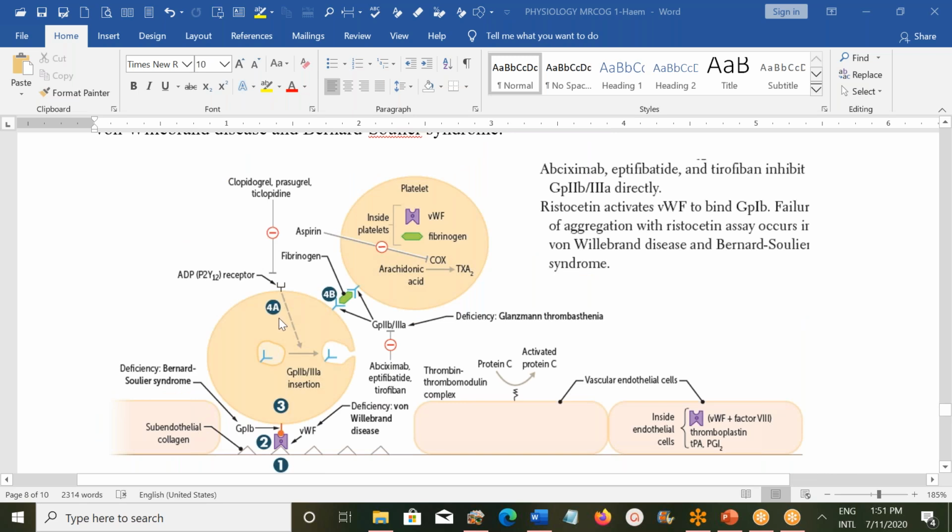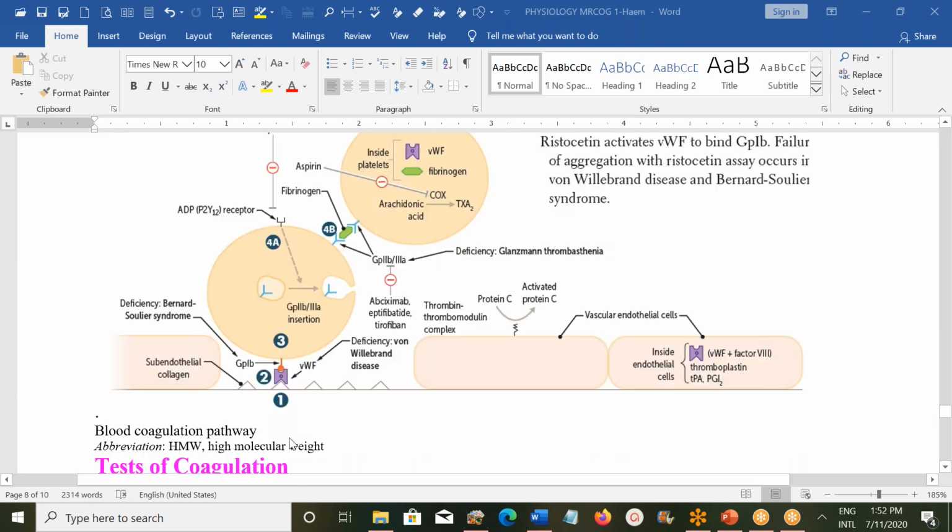So if there is deficiency, like in Bernard-Soulier syndrome, what will happen? There was damage to the endothelial surface, collagen was exposed, and this receptor was affected, and then what happened? Ideally, here the clot will form. But if there is deficiency of von Willebrand factor, as in von Willebrand disease, then the platelets will not attach here, and if they will not attach here, then the vascular endothelial damage will not be repaired, like these changes will take place.